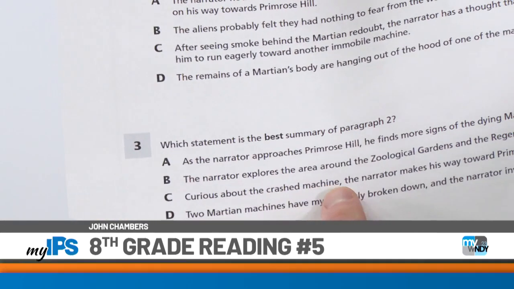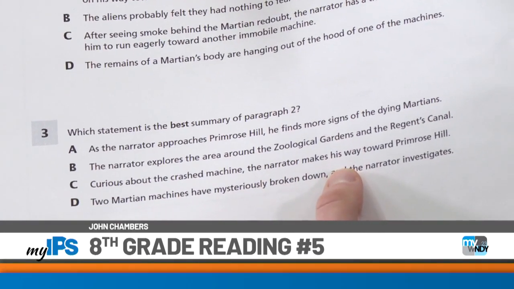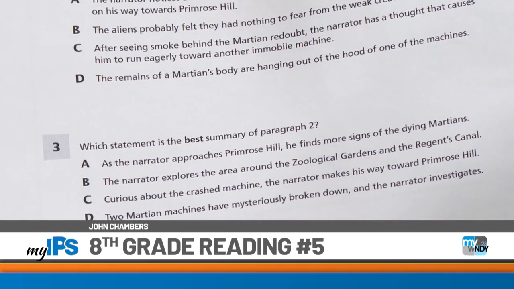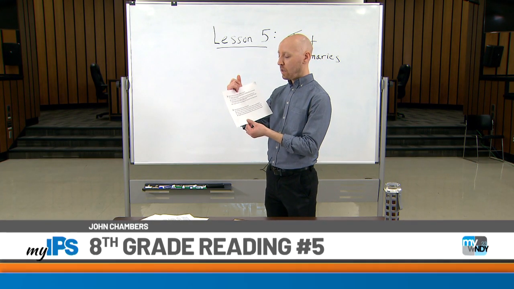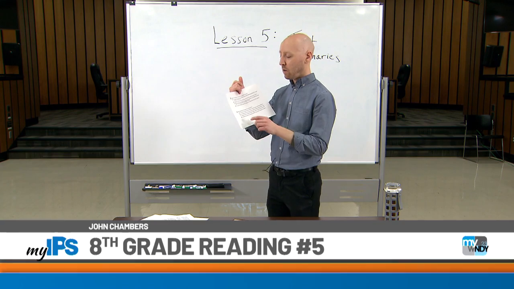C, curious about the crash machine, the narrator makes his way toward Primrose Hill. So again, no mention of the Martians. I'm going to say that's definitely not a key summary, or it doesn't capture everything, so let's cross that out.